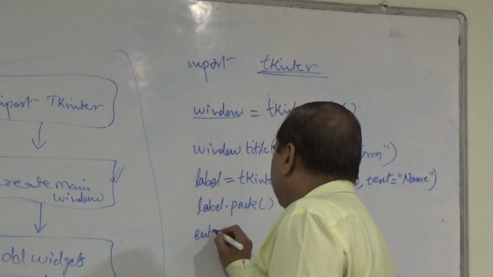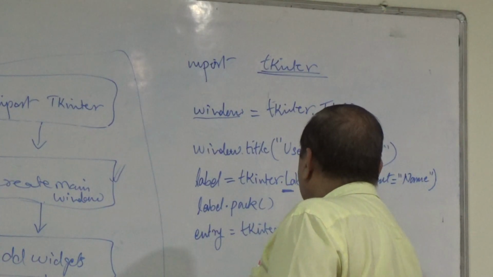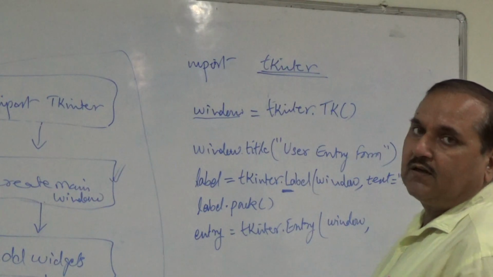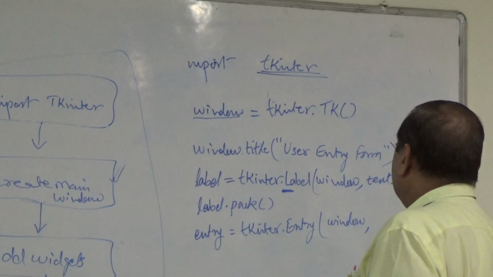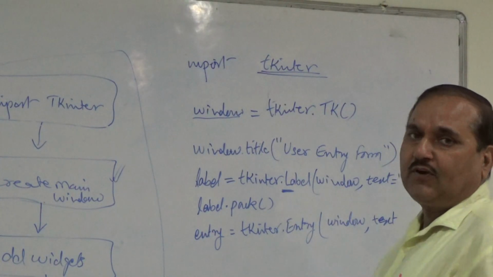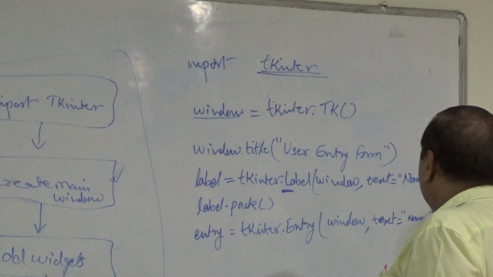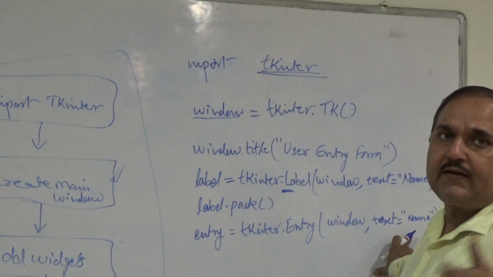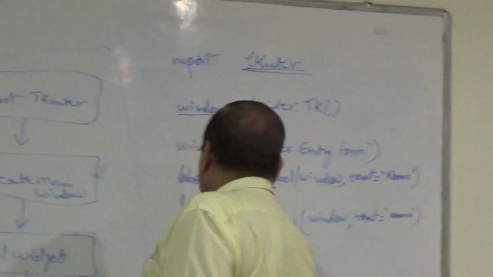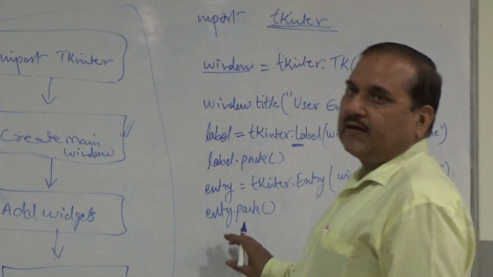Label dot pack. Now we want to create an entry. So at that time we will write entry equal to tkinter dot Entry, where we are going to add window. If you want to write width, you can use this, and after that, if you want, you can use text. If you want to put a default value, we are going to write text, suppose here name. So by default it will appear. But whenever you write anything inside, at that time the word name is removed. Again we are going to add this one. So this value will be your entry dot pack. So it will attach to your main window.